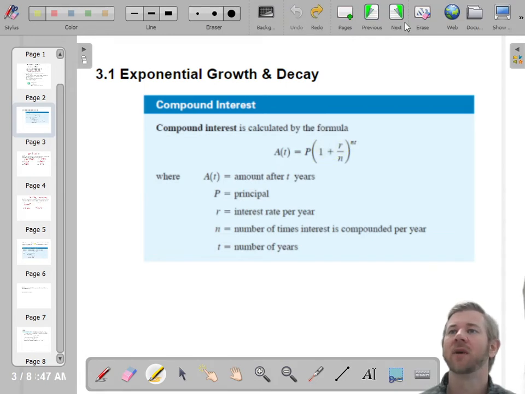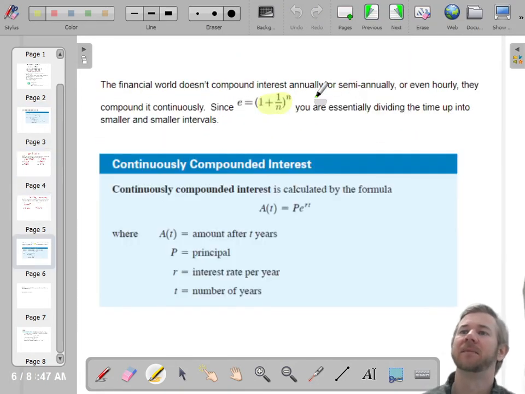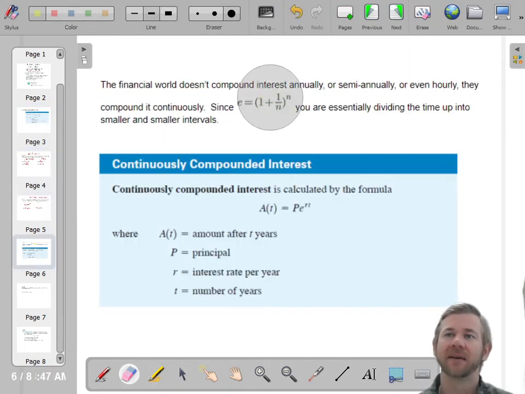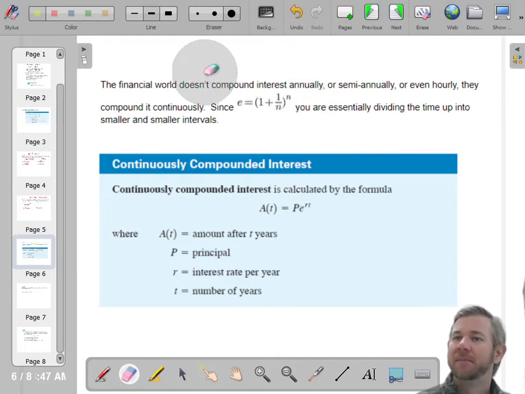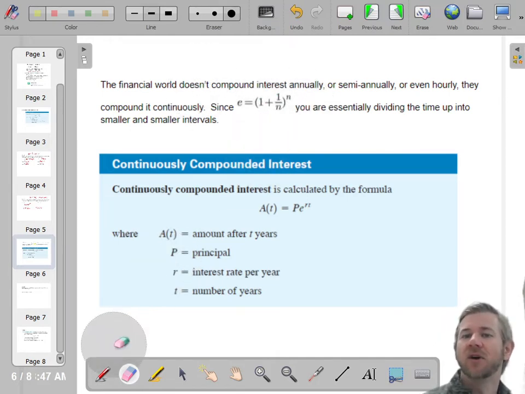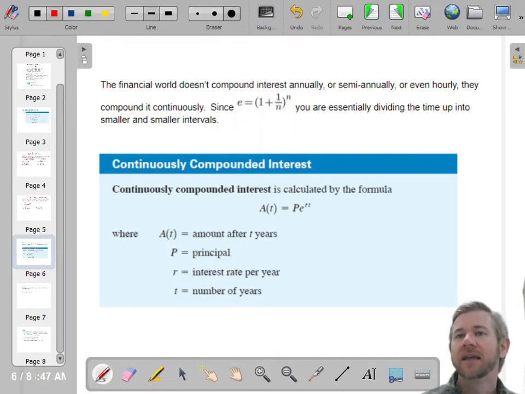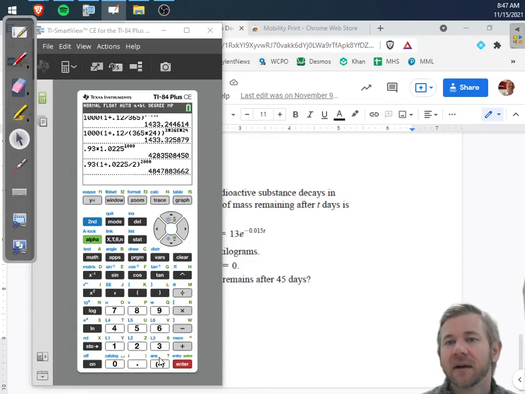As you get more and more intervals of time, it stops becoming important, like we started to see, like the difference between days and seconds was not very much, or days and hours was not very much. Because if you graph this, it gets closer and closer to this value of E. E is about, I think it's like 2.71. You have it on your calculator down here, right there.